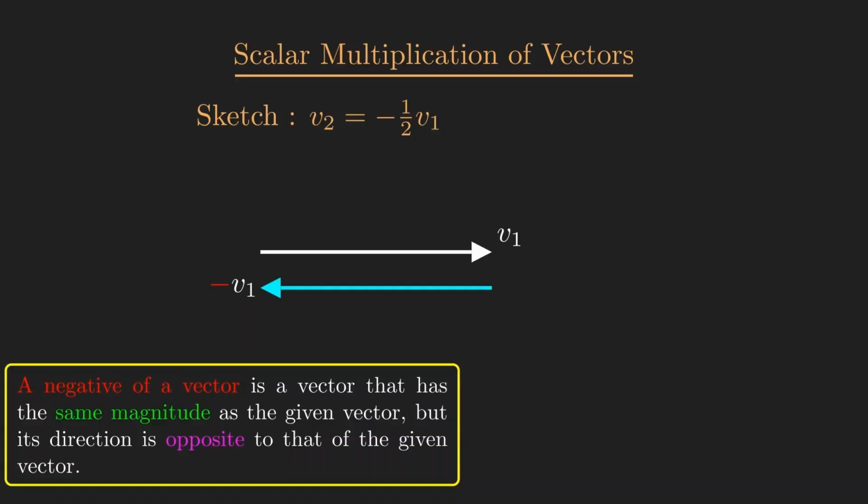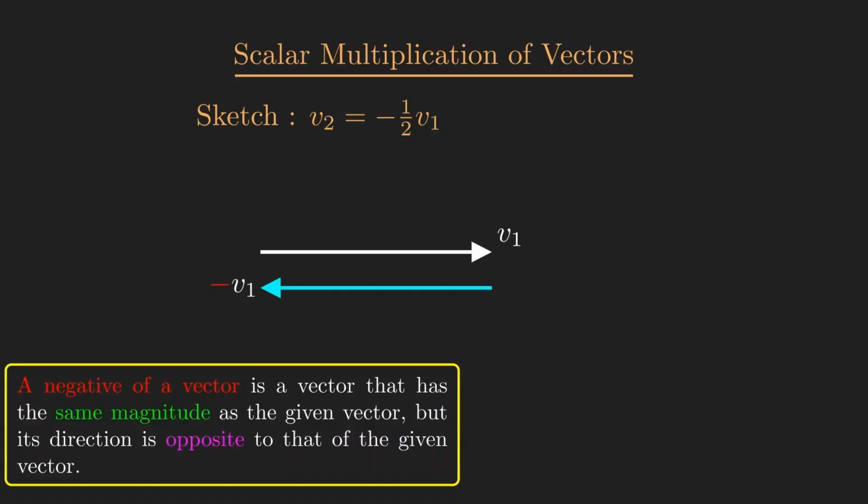The magnitude is the same. The magnitude of minus v1 is the same as the magnitude of v1, but the direction of minus v1 is opposite to the direction of v1. Anyway, now I have minus v1 there. How do I get v2? Well, I think it's easy.